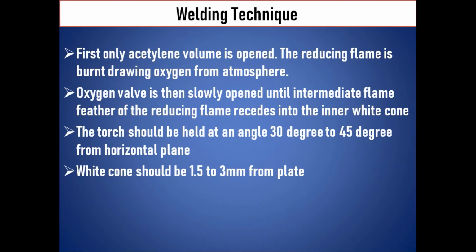Then the welding torch should be held at an angle of 30 to 45 degrees from the horizontal plane for optimum welding efficiency. Also, the white cone, where the temperature is maximum, should be at a height of 1.5 to 3 millimeters from the plate to give the proper heat.